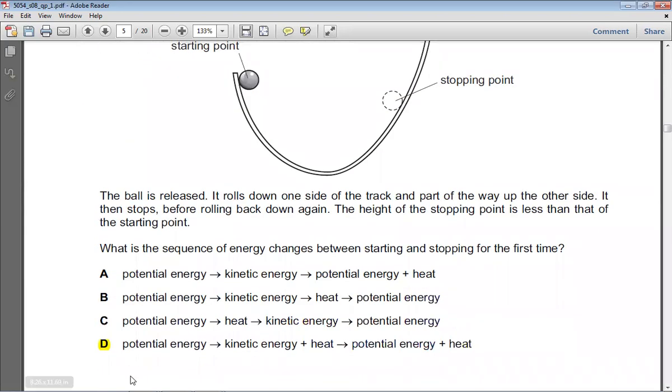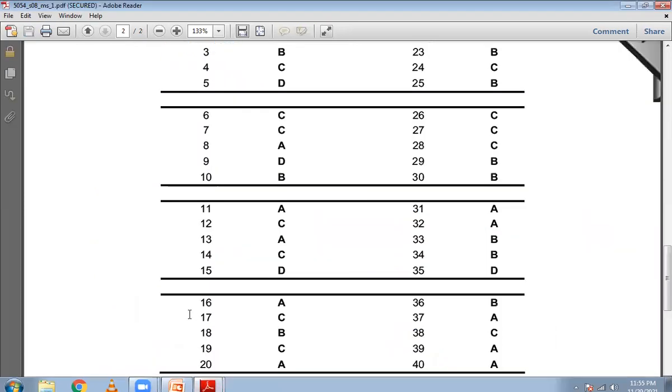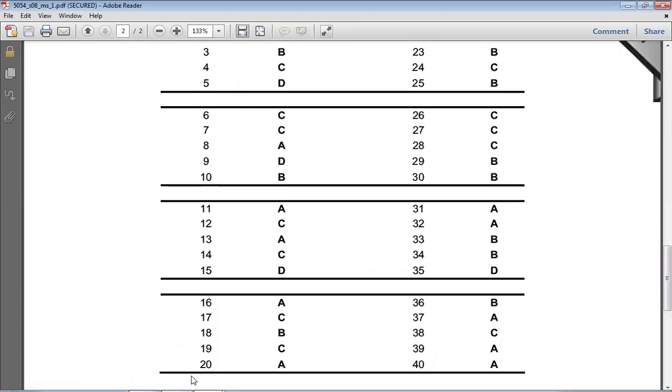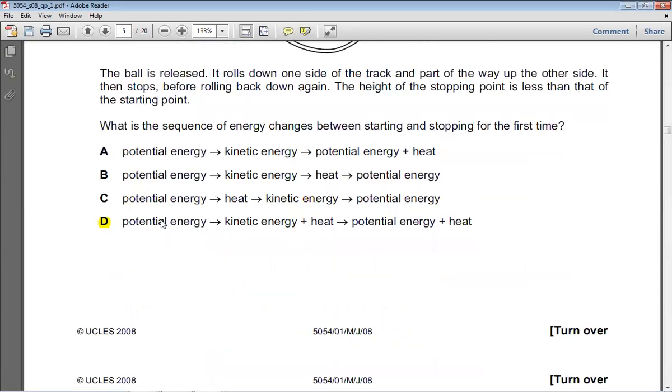So question number 9, I think D is the right option. So let's check question number 9. D is the right option, sir. Okay.